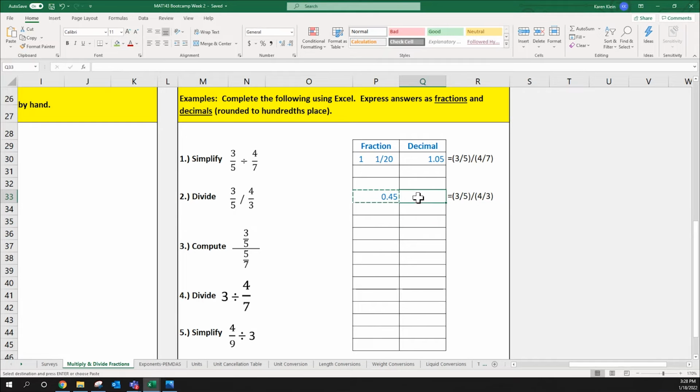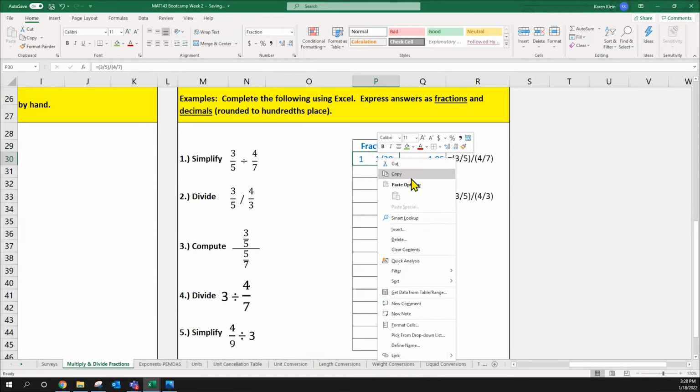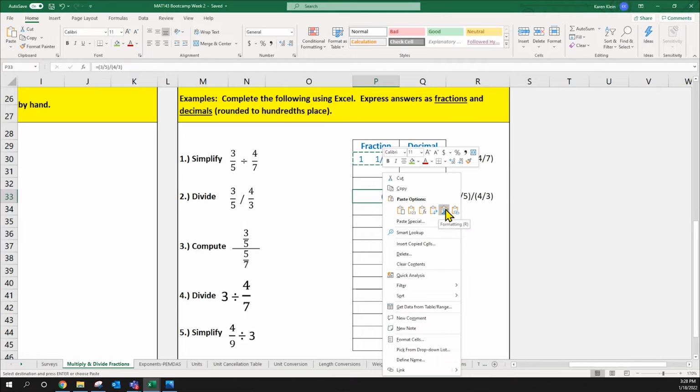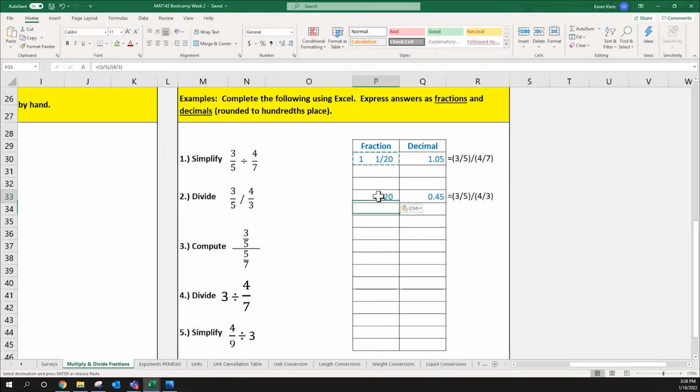So we've got this equation here. I'm copying and pasting, and I'm going to just copy my formatting here. I'm going to right click, copy, but I'm not going to copy the values. I'm going to copy the formatting, and it turns it into the fraction 9/20.